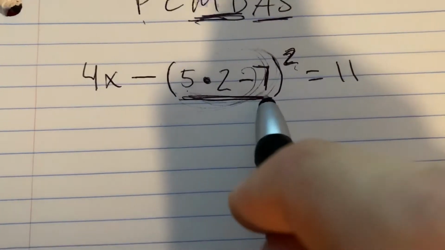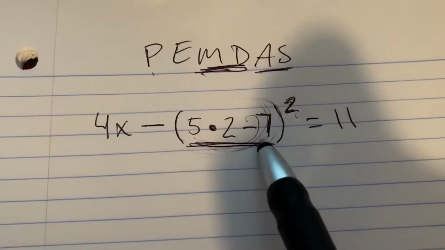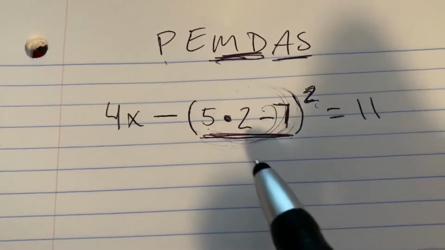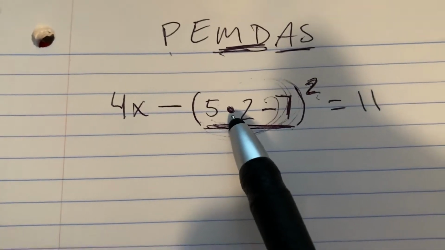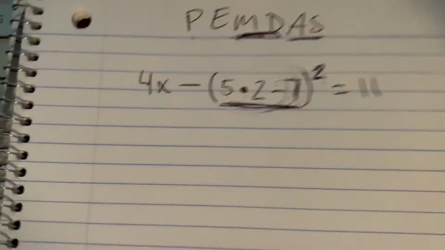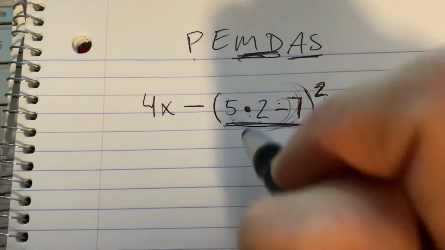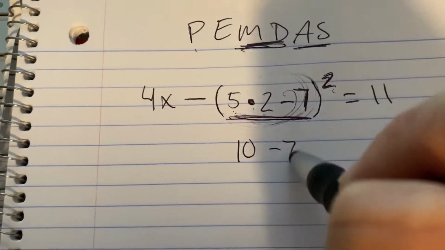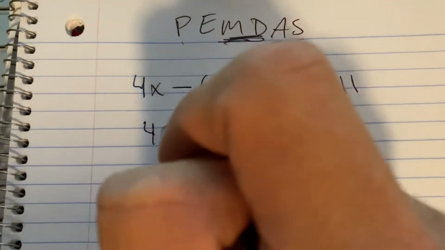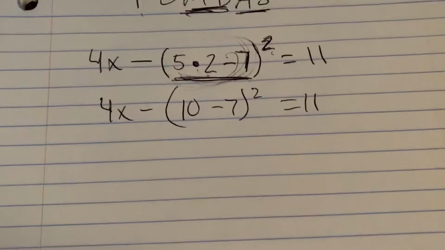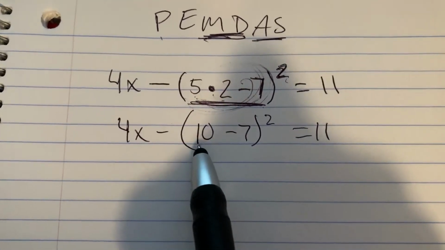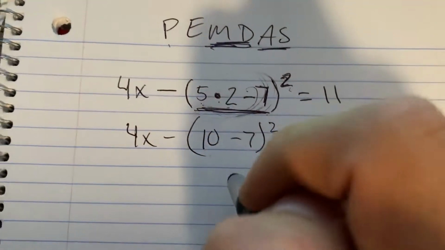So 5 times 2 minus 7. Within this, do we have multiplication? Yes, we do. We have multiplication. So we're going to do the multiplication before the subtraction. So we have 5 times 2, which is 10, minus 7. Okay. Now, to complete this parenthesis, we have 10 minus 7, which is 3.